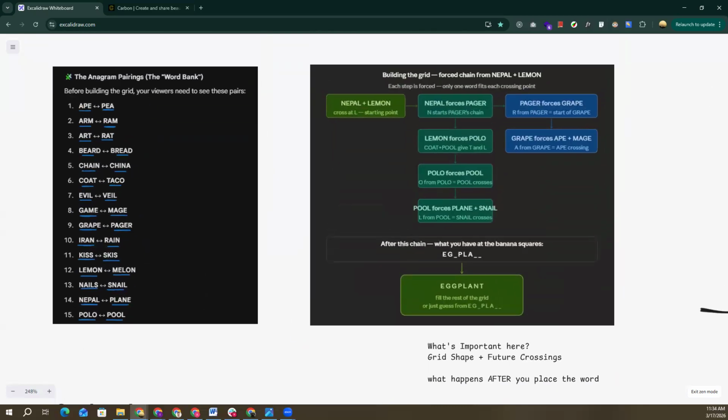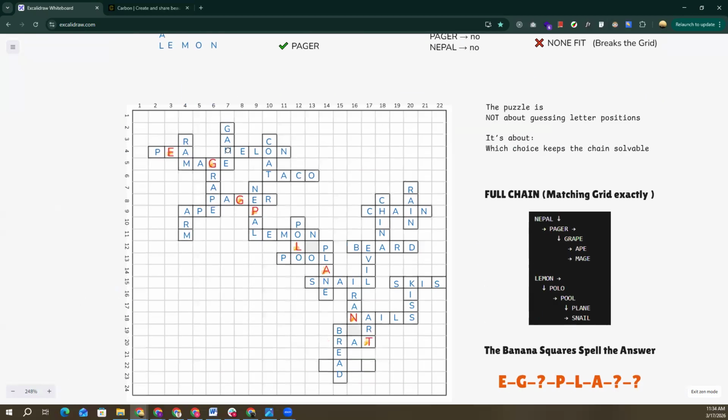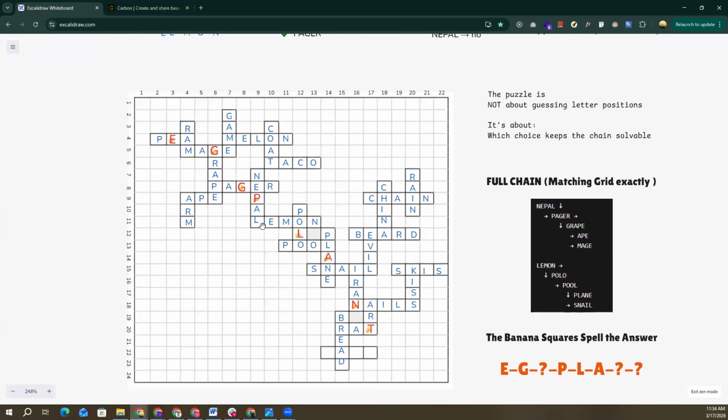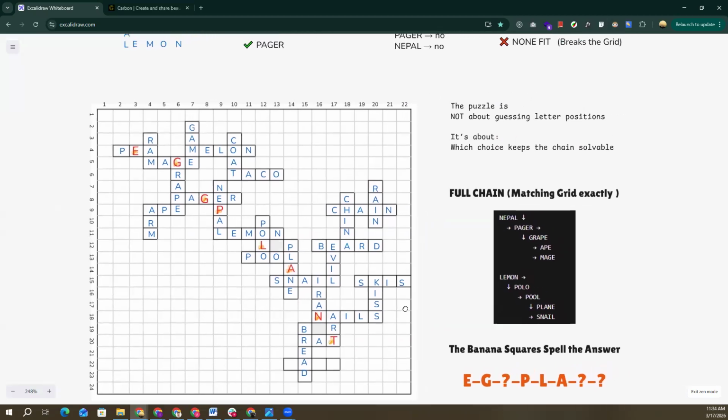So now look at how we are building the grid. We're forcing the chain from Nepal plus lemon. Nepal forces pager. Pager forces grape. Grape forces ape and mage. Polo forces pool. And pool forces plane and snail. So after this chain, what you have at the banana squares is E, G, P, L, A. Fill the rest of the grid or just guess from EGPLA.